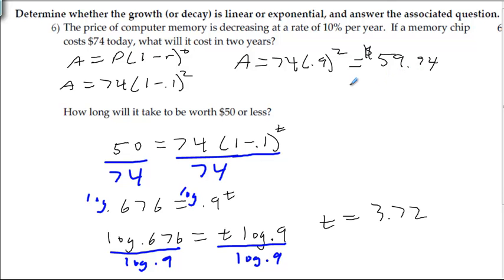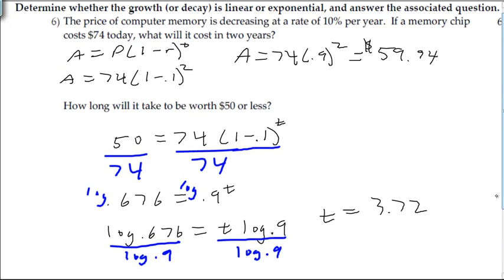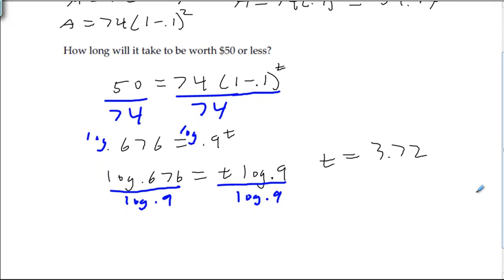And then how long will it take before it's less than $50? Well, then you take 50 is the end result. We're starting at 74 and the same, I guess it'd be decay rate, which is 10% per year. Divided by 74, take the log of both sides like that other one we did, and then we put the t in front and divide by log 0.9 on both sides, and so t is going to be about 3.72 years, or about, and I accepted 4 years as an answer as well.